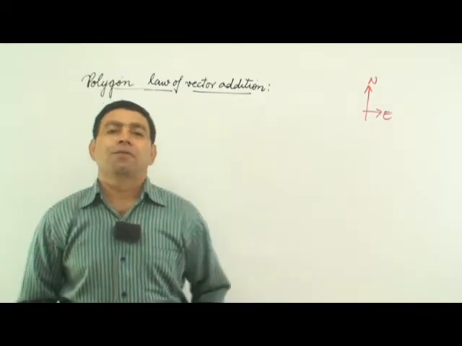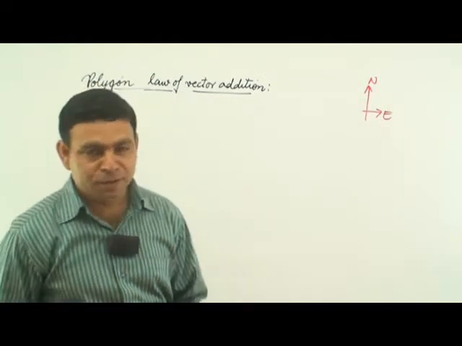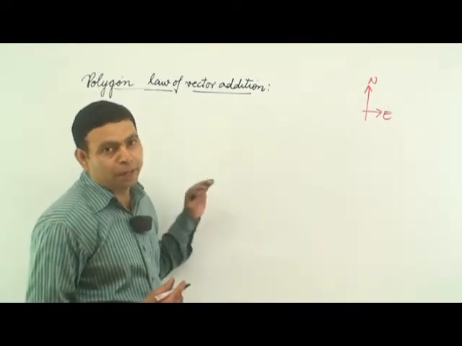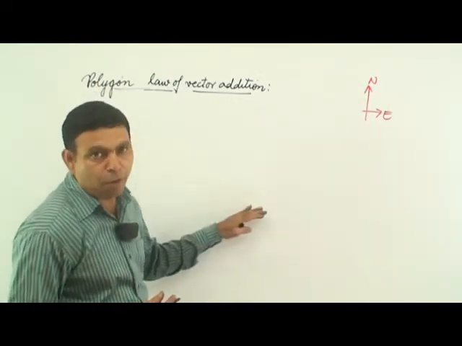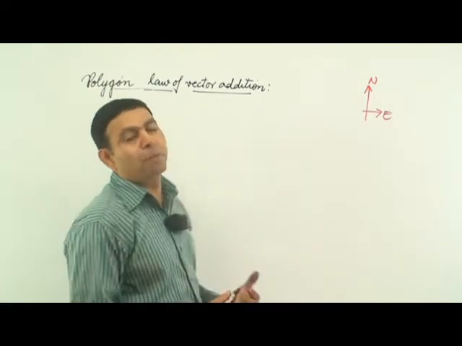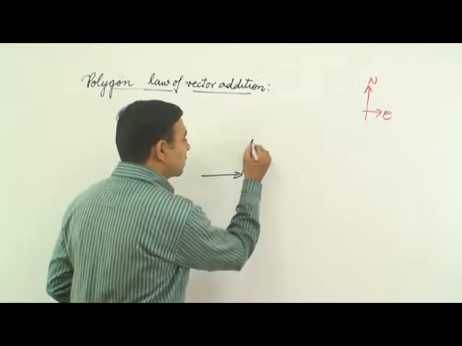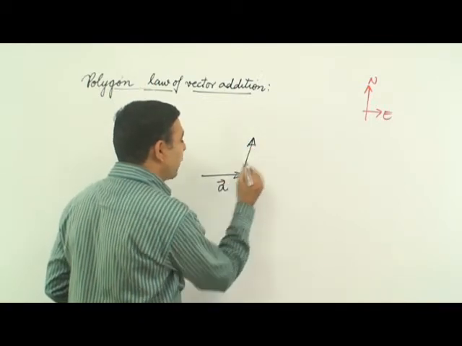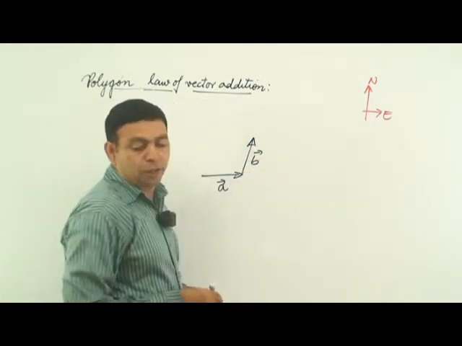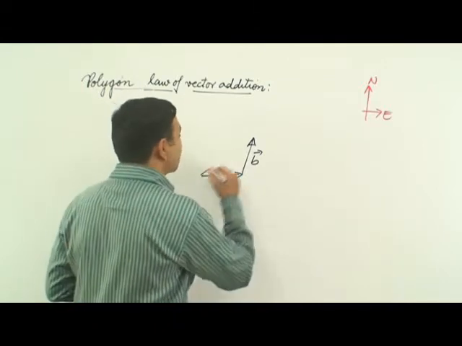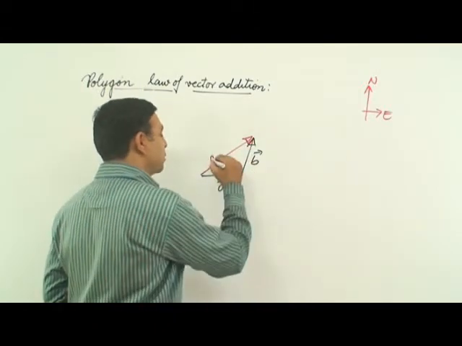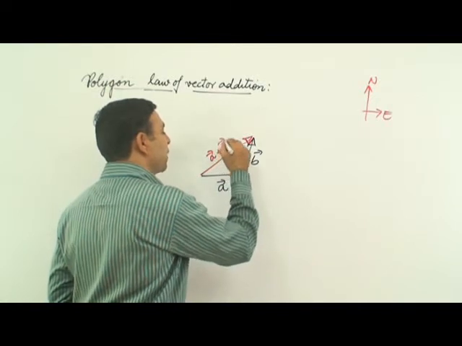Finally, polygon law of vector addition. So far we have studied triangle law and parallelogram law of vector addition. Both these laws can be used to add only two vectors. Triangle law, you know very well: when two vectors can be represented by two sides of a triangle in order, the closing side of the triangle in reverse order gives the resultant in both magnitude and direction. This is the vector A plus B, the resultant of these two vectors.